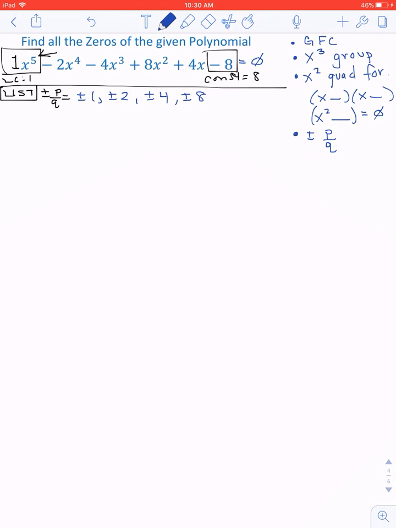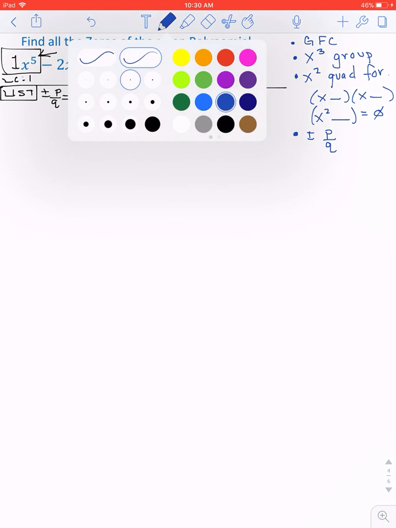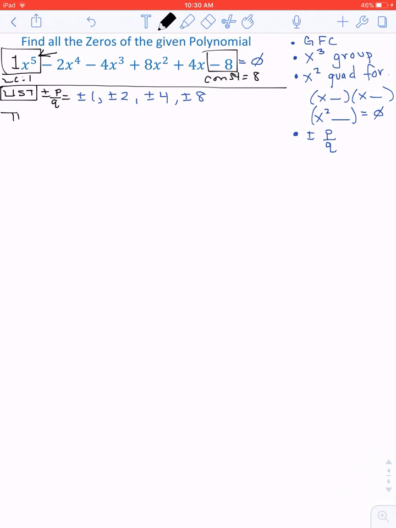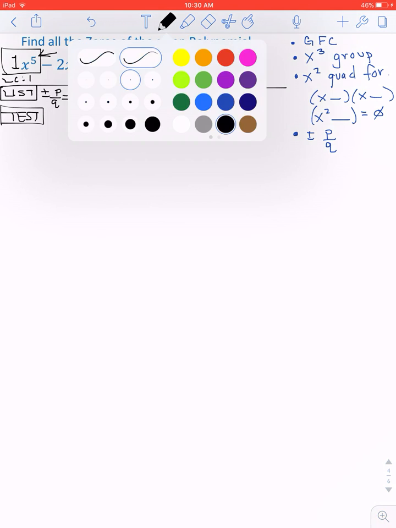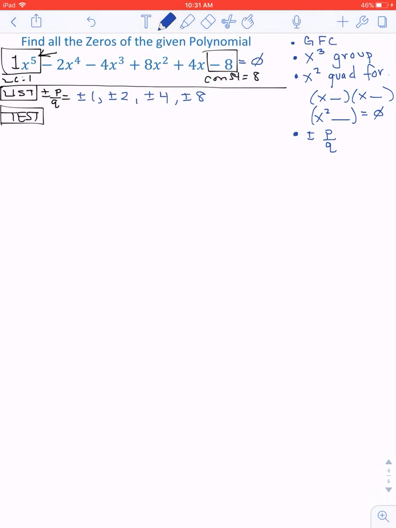Okay, since our leading coefficient is 1, you should have a possible root list of positive and negative 1, positive negative 2, positive negative 4, positive negative 8. What do we do with that list? You test it. What do you test it with? Synthetic division. Right, go ahead, pause the video, test all of those out until you find a 0, and then hit the play button and I will show you the 0 that I found. Hopefully we both found the same 0 first.